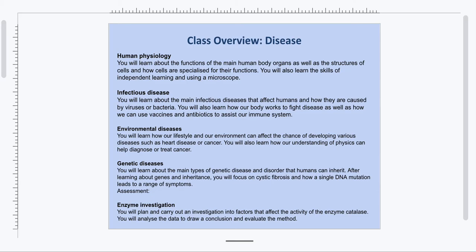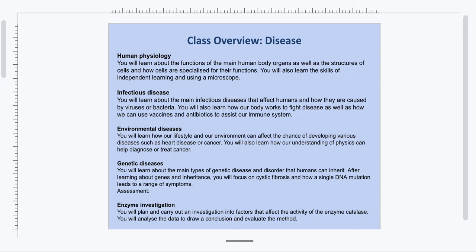Okay, class overview. This year in grade 10 science, our focus is on the theme of disease. The whole year is under that umbrella of disease. The five main units that we've got mapped out for ourselves start with human physiology, looking at the human body, looking at the structure of cells, using microscopes. Then we move into infectious disease, looking at diseases that are caused by things like bacteria and viruses, and how we treat those diseases and some of the issues associated with that. We're going to look at environmental diseases, things like cancer, that can be caused by things you do to yourself, by lifestyle, or by things you're exposed to in the environment.